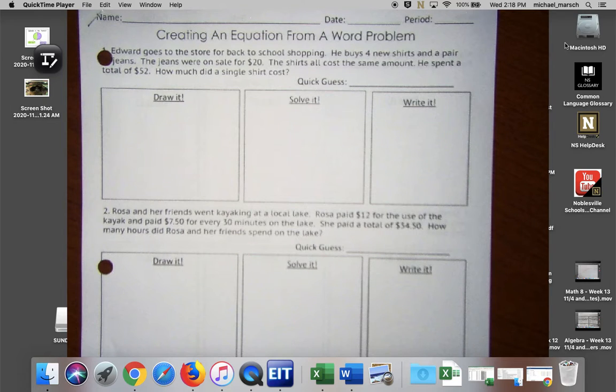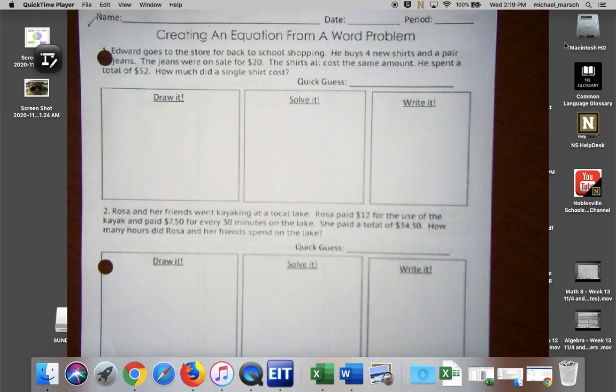Creating an equation from a word problem. So I like this because some of you are artistic and you like to draw. I'm not, so I'm going to be using words in the draw it little section. But you can draw if you want to, you know, get your creativity on the paper. It's just not something I'm comfortable with.